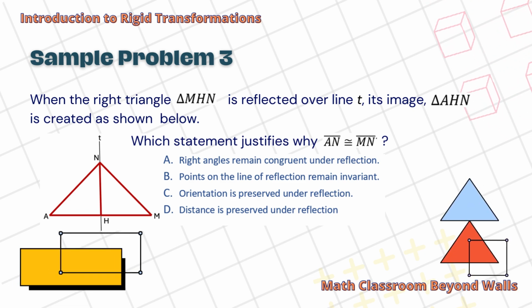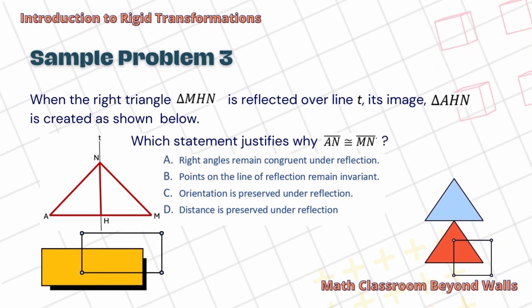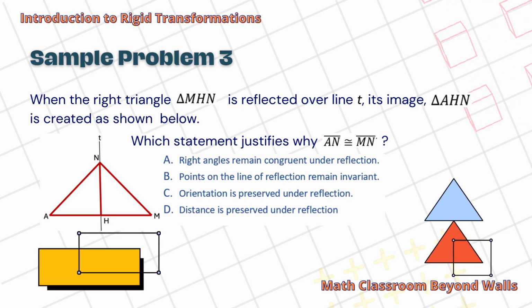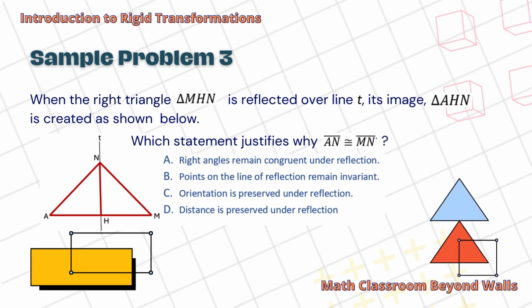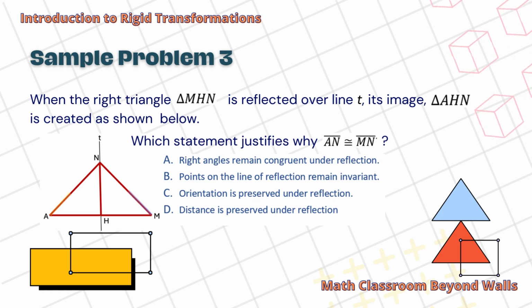Again, what part of the triangle are in this congruent statement? Do you see this in the drawing? Okay, so they are the sides, the corresponding sides. Remember that we are to find the statement that would justify why these sides, side AM and side MN, are congruent.